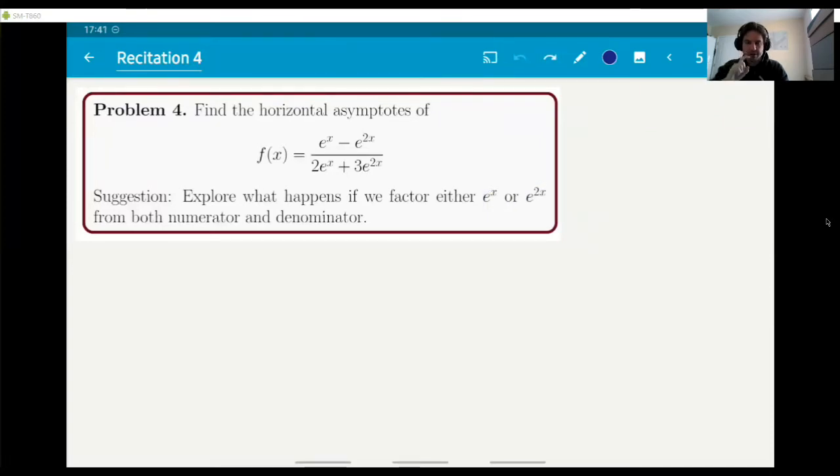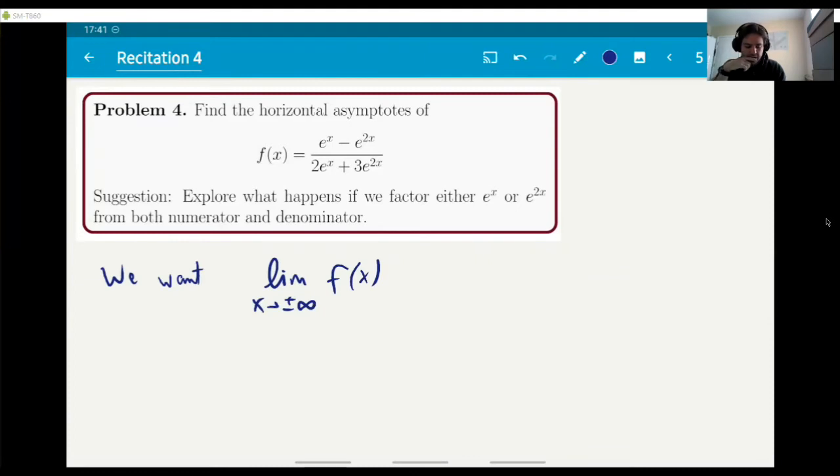They didn't give us a limit to compute. They said find the horizontal asymptotes. That means we're going to need to find the two limits at infinity and minus infinity. We want both of these guys. If we can find numbers for them, then we have the two asymptotes. If we don't find numbers, then there are no asymptotes, or maybe there are numbers just for one of them, not the other.